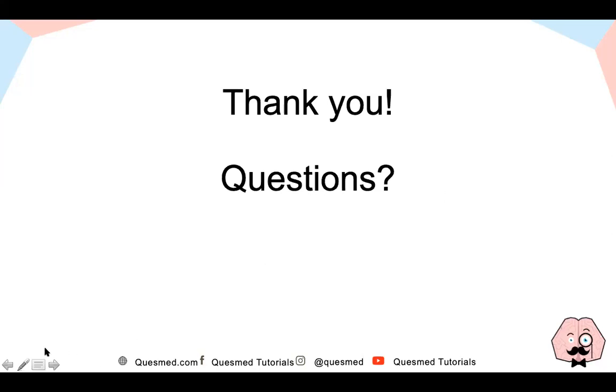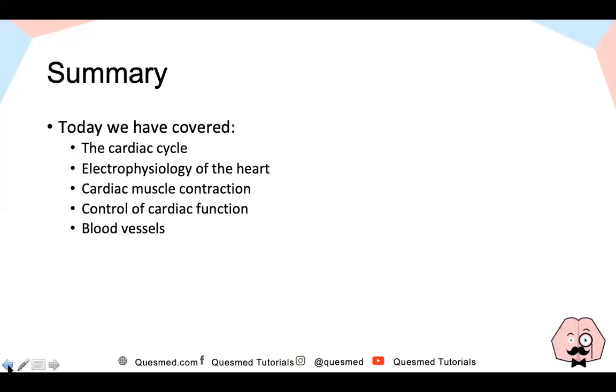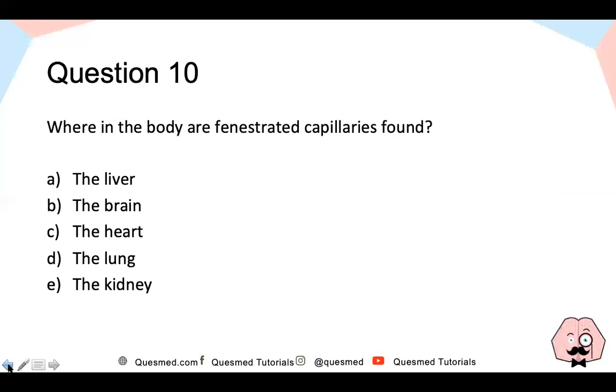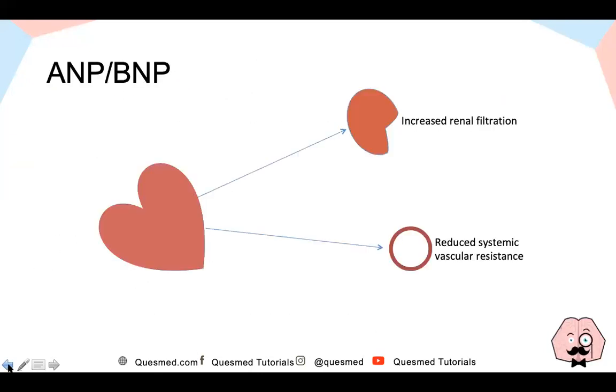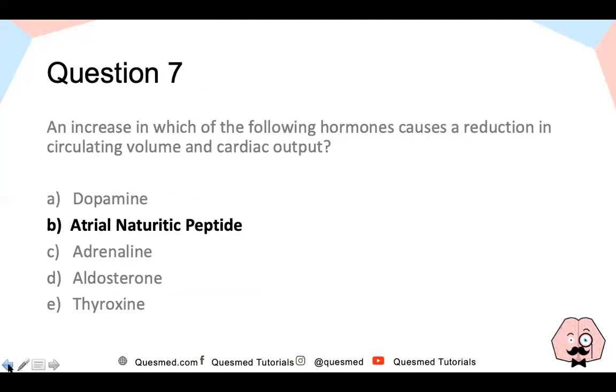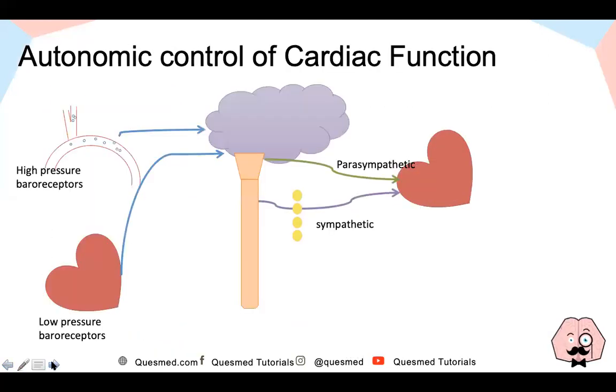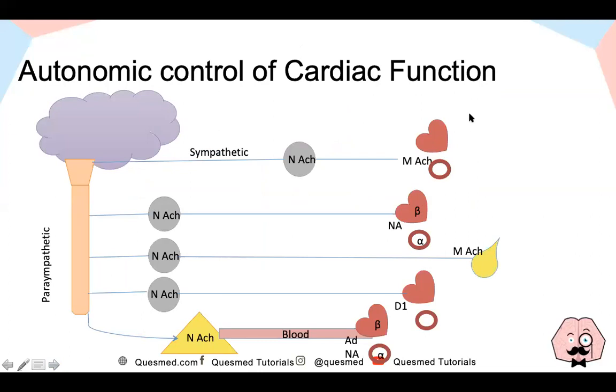Thank you. Yeah, sorry. So we've got, can we go over the receptors again? So yeah, we can. Let me go back to my slide. So here we are. These are our receptors for the autonomic control of cardiac function.